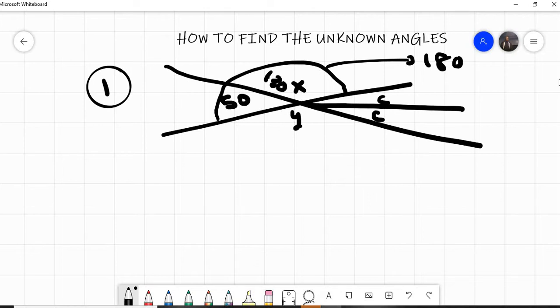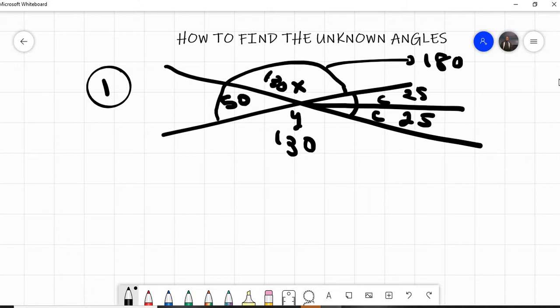And then this one is going to be 130 because of opposite angles. You know, this side and this side are the same. 130, 130. And then the remaining one is 50. These two must share the 50. But since they are equal, each must be 25, and this one must be 25.